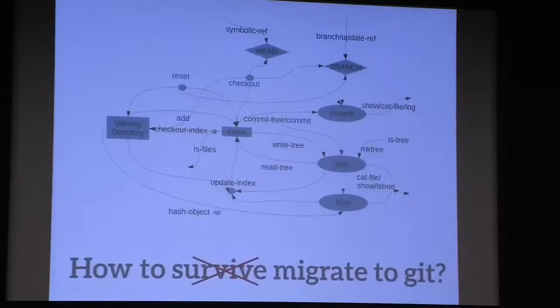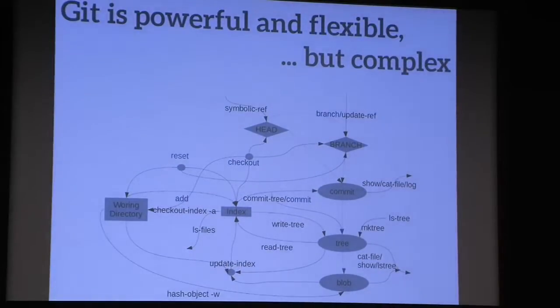So how to migrate to Git? Because, as I said, it's a kind of complex stuff. I don't know if all of you understand that graphic up on top of it. I will not explain that, because there are lots of objects. It's a very powerful thing, but it's kind of complex.